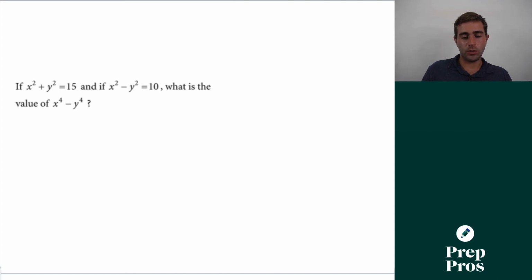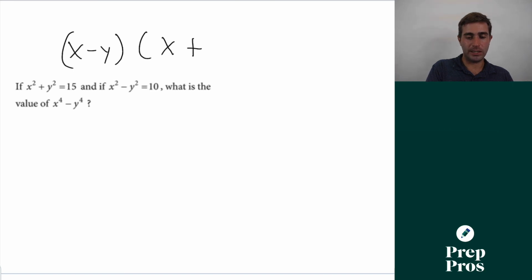Well, here we see if x squared plus y squared equals 15 and x squared minus y squared equals 10, what is the value of x to the fourth minus y to the fourth? Well, what all of these questions come around are your perfect squares of addition, perfect squares of subtraction, or differences of squares. And although you may not remember those terms, what you probably will remember, as I'm writing this out, is this difference of squares formula, because you most likely learned it when you were going through quadratics in school.